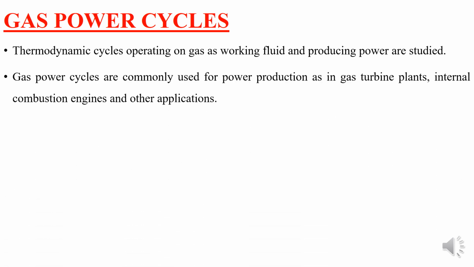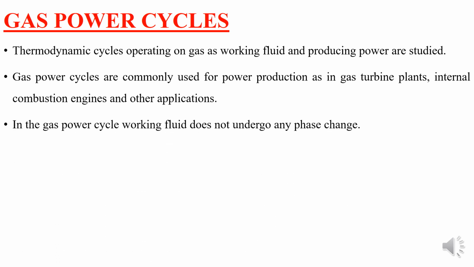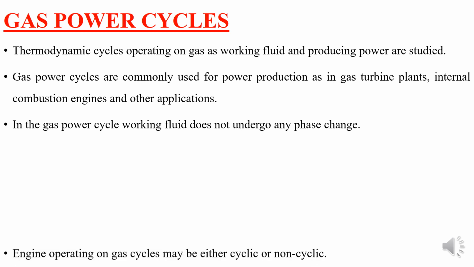Next, whenever you use gas as a working fluid, we have to make sure that in this cycle no phase change occurs. Whereas in the vapor power cycle, liquid water gets converted into vapor state, there is a change of phase. In this cycle there won't be any change of phase, so the working fluid will be almost in a gaseous state only, hence it is known as gas power cycle.